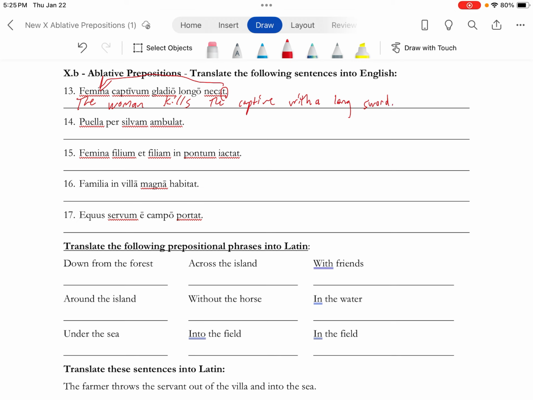Number 14. Puella per silvam ambulat. All right, here's our prepositional phrase. The ambulat, the T is the puella. The girl walks per silvam, through the forest.